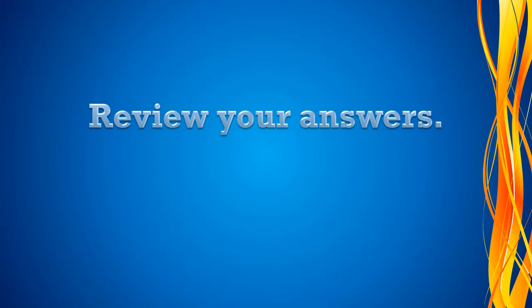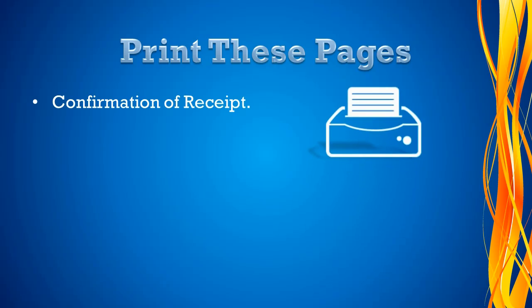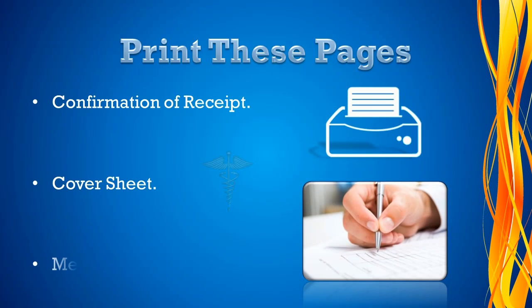You can always go back at this point and edit any answers you've entered. Once you're sure that the disability appeal is complete, you can submit it. You will need to print the following pages and/or forms from the confirmation page. Confirmation of receipt for your online disability appeal report. Cover sheet. Medical release form.